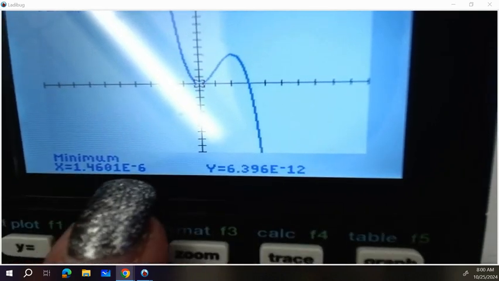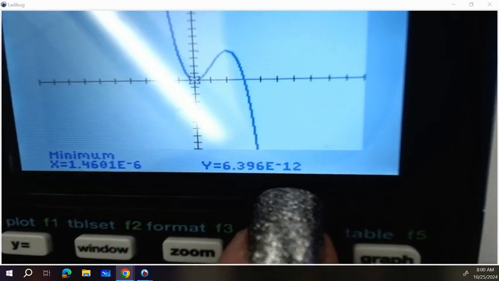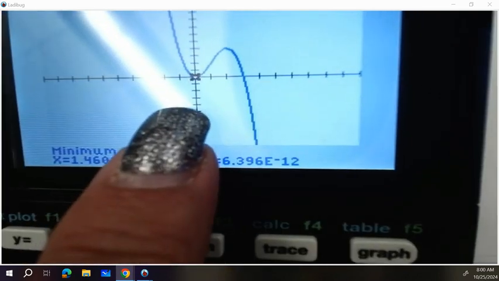This e to the negative 6 means a tiny itty bitty number. E to the negative 12 means a tiny itty bitty number. So it is definitely at 0, 0. So my relative minimum is 0, 0. I'm going to put a point there. It's absolutely a point on my graph.